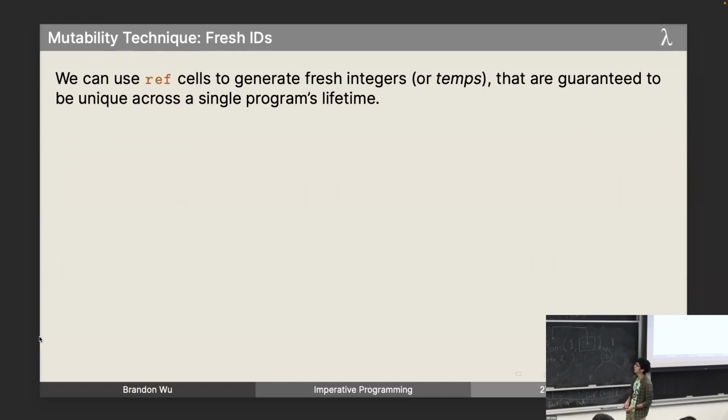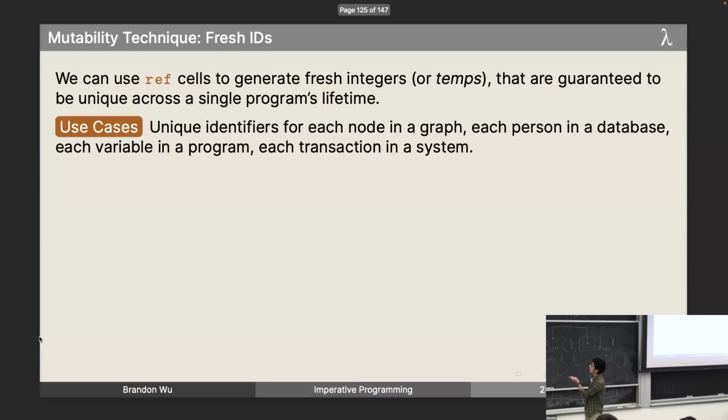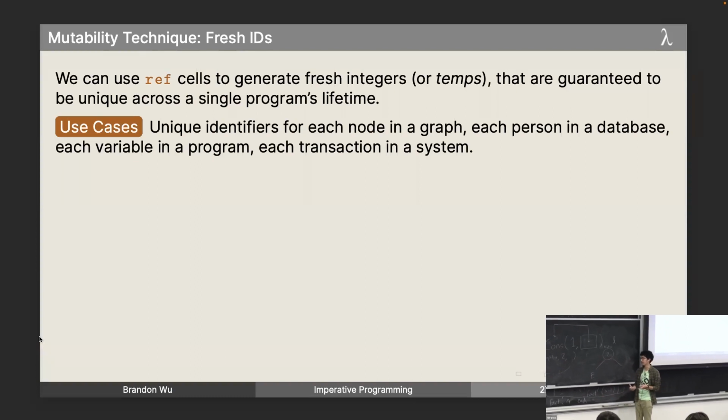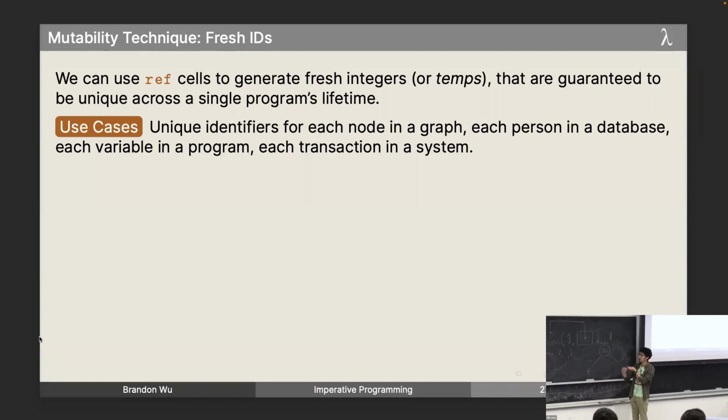This is maybe more useful in a programming languages context, but actually I think it's pretty universal. The idea is, suppose I have nodes in a graph, or people in a database, or variables in a program, or transactions in my bank system. And I want to make sure that each of those has a unique identifier. Why? Because I want to keep track of it, and I want to be able to uniquely reference it and make sure that I know when these transactions are the same. You might think in a functional setting that's kind of hard to do, because isn't the point that I need to generate new things?